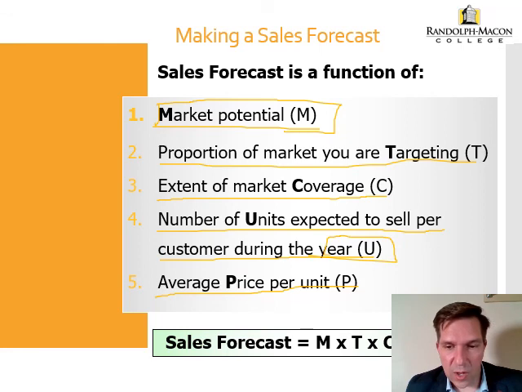And you cannot see the whole equation because of my face right there, but essentially what it says is that you take all the figures here, M, T, C, U, and P, and you essentially multiply them, okay? So you multiply the market potential in units, not in dollars, in units, times the percentage of people that we're targeting, times the percentage of the market that we can cover, times the number of units that each person buys on average, times the price on average for the product, and that will yield us our sales forecast.